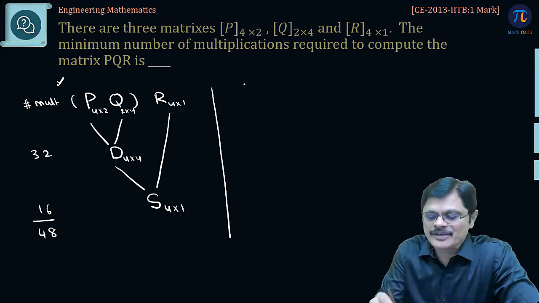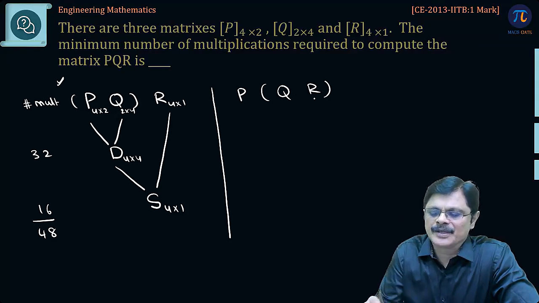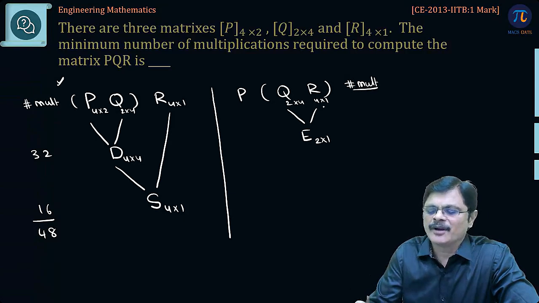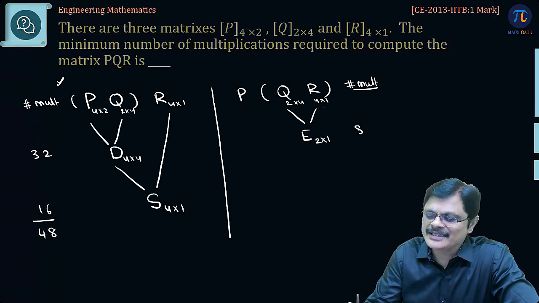That is right to left association. First, let us multiply Q with R. Q is a 2 by 4 matrix. R is a 4 by 1 matrix. When you multiply, let us say you get some matrix E. The order of this matrix is 2 by 1. And how many multiplications are required here? The number of multiplications required here is 8.